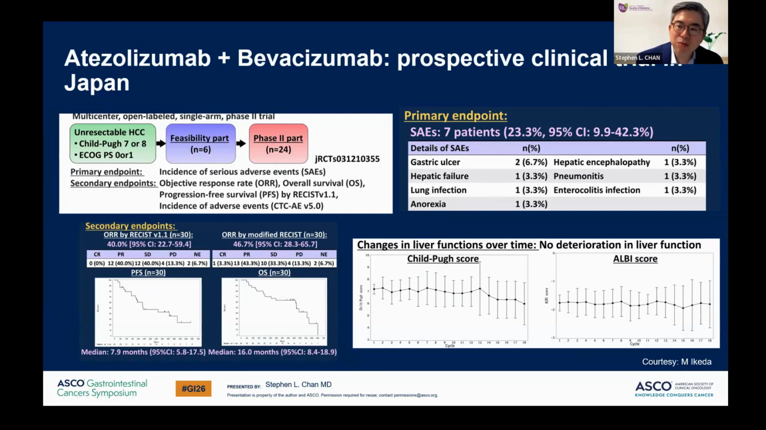When you look at the breakdown, these are kind of predictable. Some patients may have pneumonitis, enterocolitis, hepatic failure, but this is somehow expected when we're treating a patient with impaired liver function. Interestingly, when you look at the overall response rate, it's quite high. RECIST 1.1, 40%, modified RECIST 46.7%. And of course, we need to wait for the overall survival data. I think they have already presented and are going to publish in the literature.